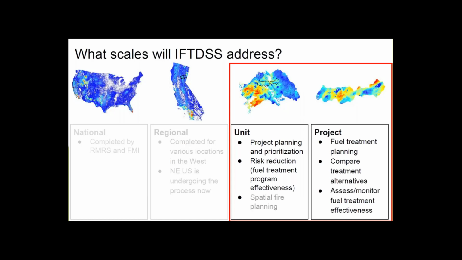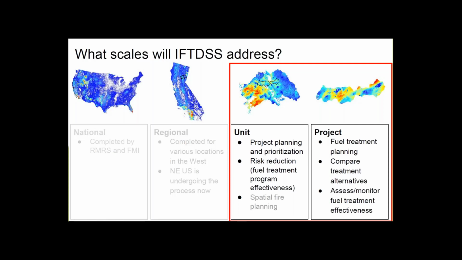I've seen the national risk assessment products and the regional risk assessment products, and they're really informative at identifying risk at a larger scale. But the data that was used in the regional and national risk assessments are really too coarse to use at the scale that I'm interested in, the unit scale or the project scale, for prioritizing hazardous fuels treatments at the forest or county level. And I realize that's not what they were designed for.